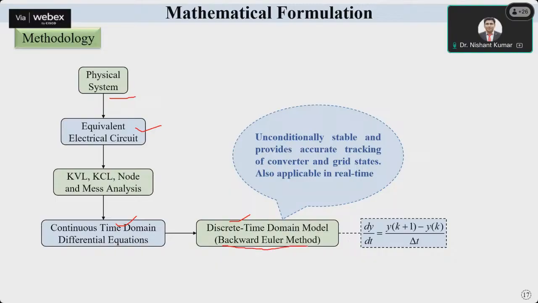the backward Euler method. So many methods are available, right? Runge-Kutta or forward method, so many methods are used. But here we are using the backward Euler, since we have observed that the performance is better. But you can go for some other methods also, no issue with that.